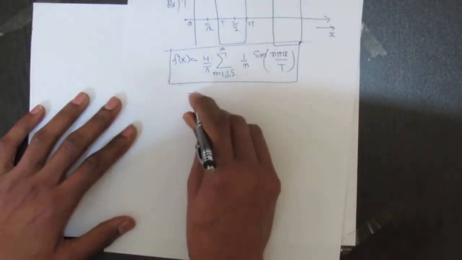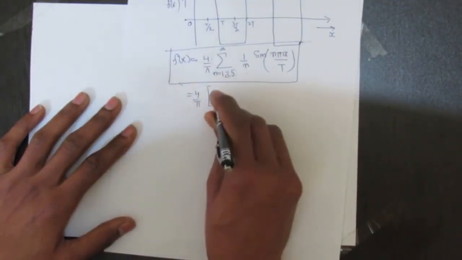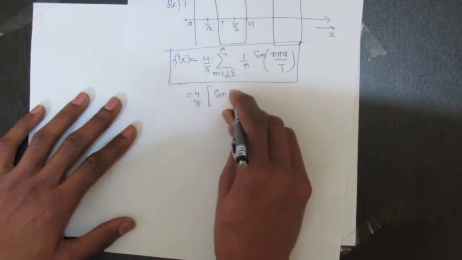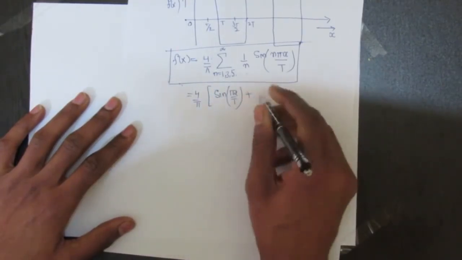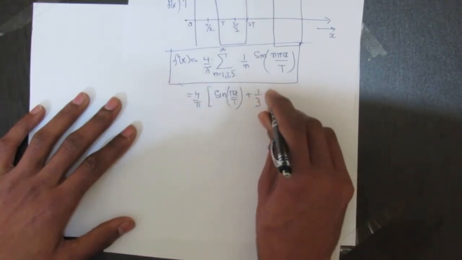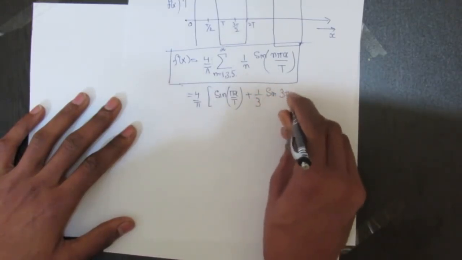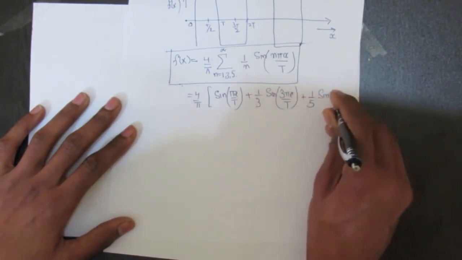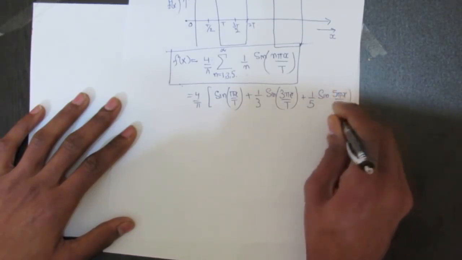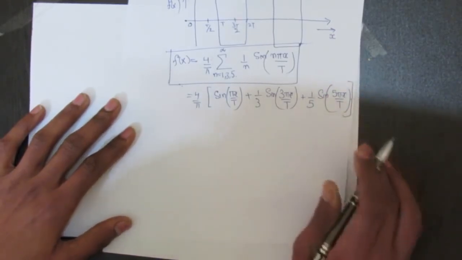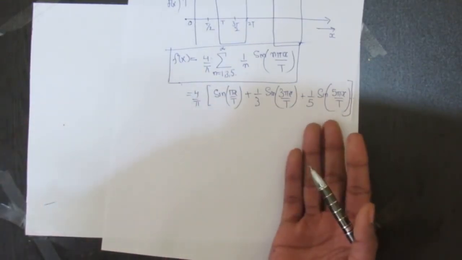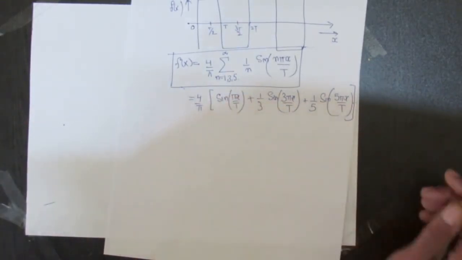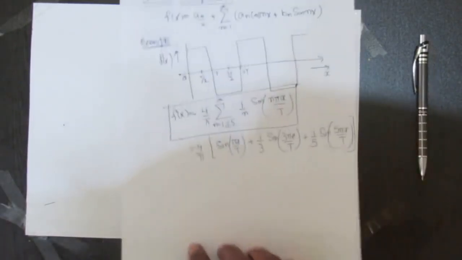What does it mean? You can expand it: 4 upon pi, you have sine pi x divided by T, plus 1 divided by 3 sine 3 pi x divided by T, plus 1 upon 5 sine 5 pi x divided by T, and so on. It is an infinite series. The more terms you take, the more accurate will be the representation of the function. I can show you some graphs which will make the concept much clearer.